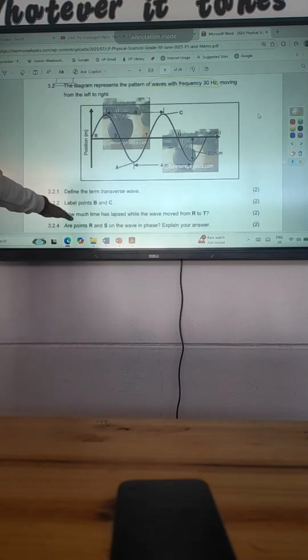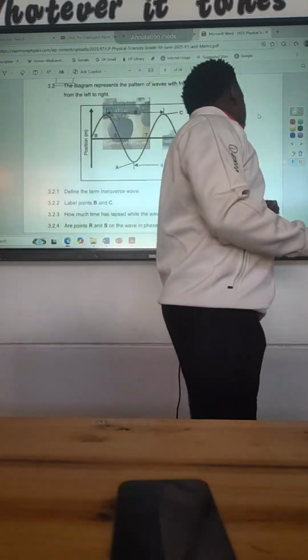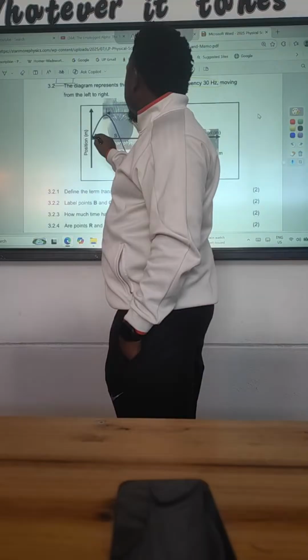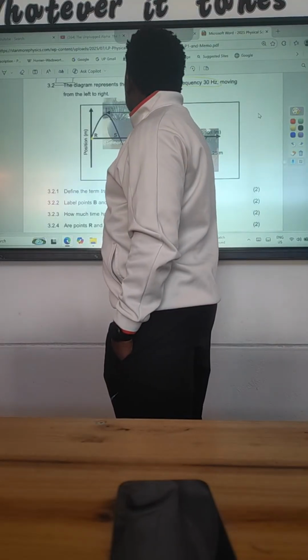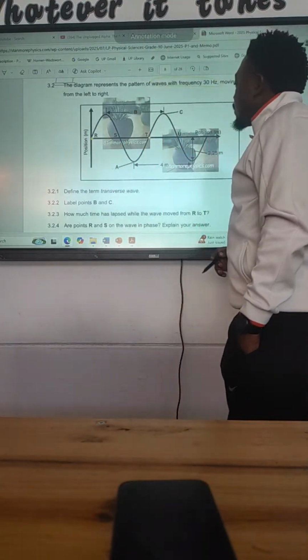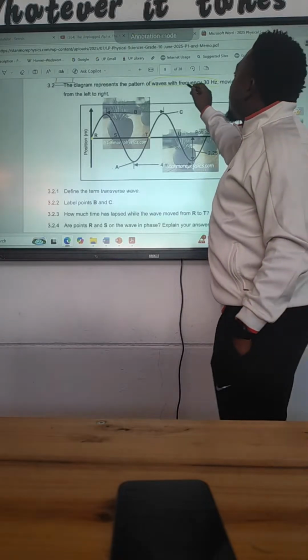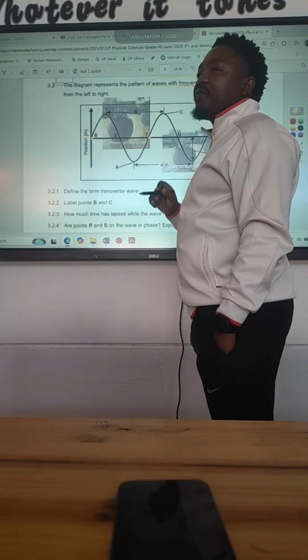And then how much time has lapsed while the wave moved from R to T? Any volunteer? How much time has lapsed? Can somebody define frequency? What is the definition of frequency? If your grandmother can come and ask you, what is frequency, my child? I hear they say frequency is 30 Hz, but what is frequency?